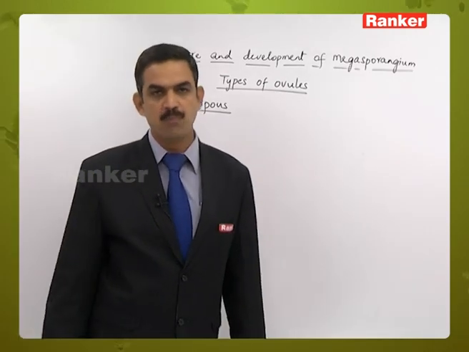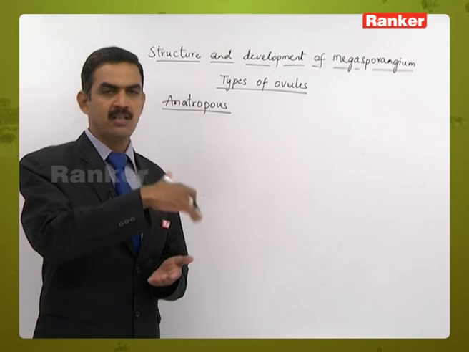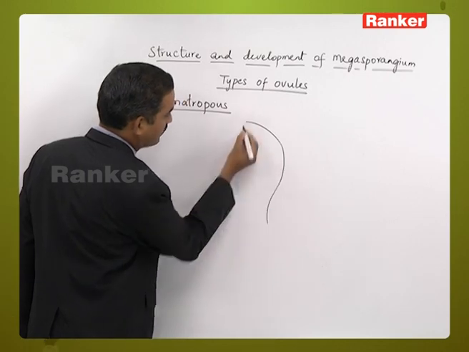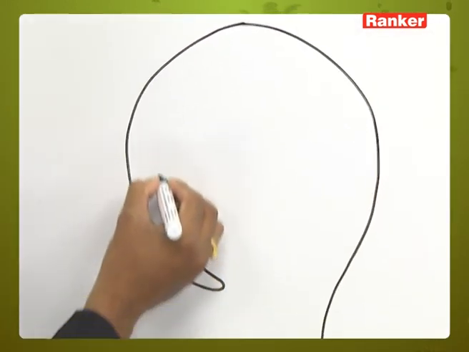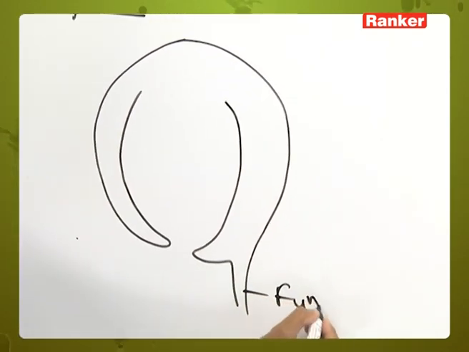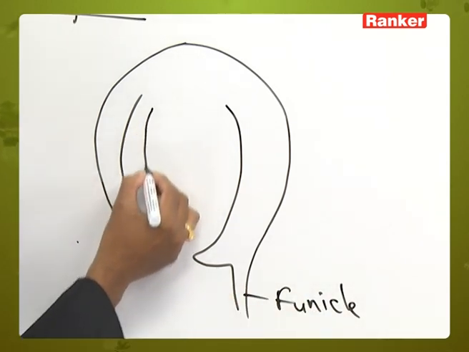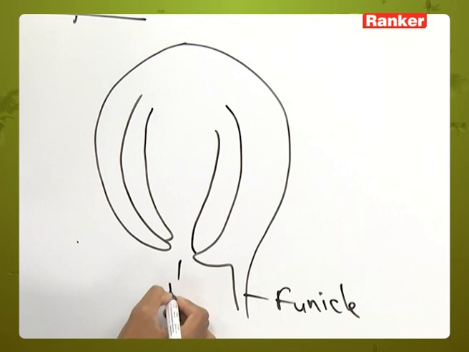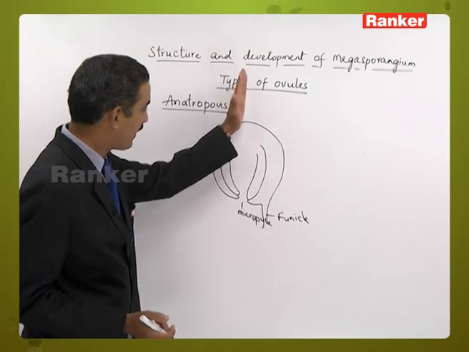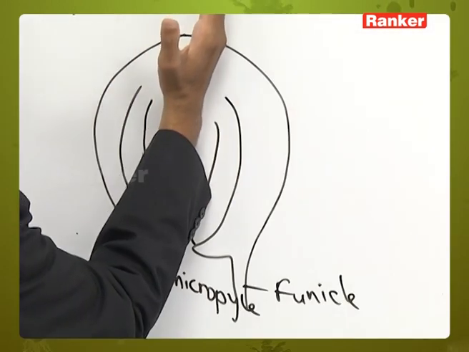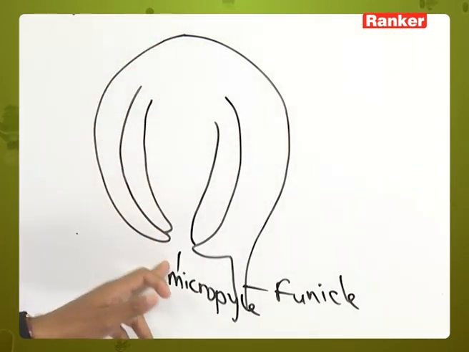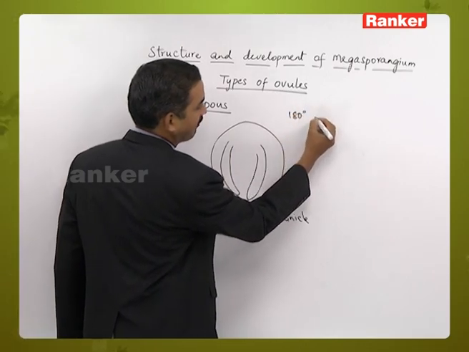Anatropous is an inverted type of ovule where the body is showing an inverted nature. If you observe the diagram here, the funiculus or funicle and the micropyle are near to each other. Both these parts are near to each other, because actually the micropyle should be here. The body is showing a curvature, it is inverted like this, so the degree of curvature exhibited by this one is 180 degrees.